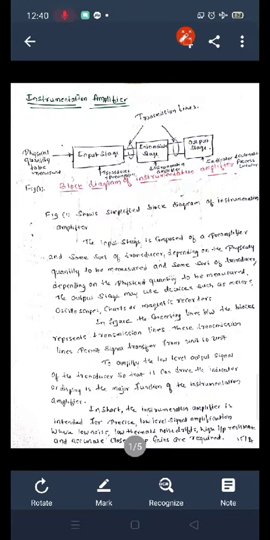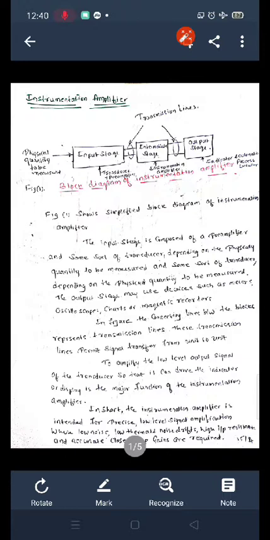So you can say the instrumentation amplifier is intended for precise low level signal amplification, where low noise, low thermal drift, high input resistance and accurate closed loop gains are required. This type of instrumentation amplifier can be used. This is the instrumentation amplifier block diagram explanation.